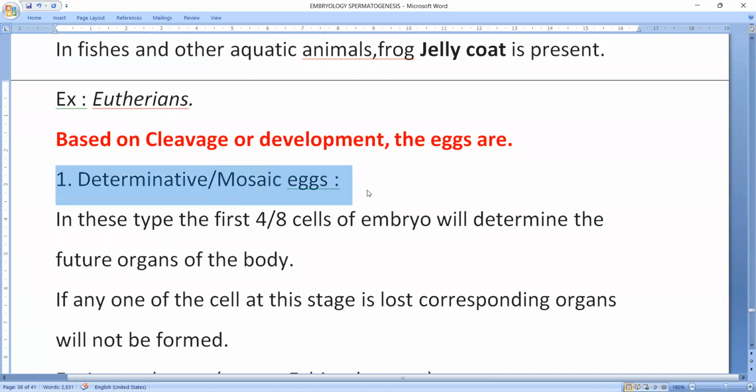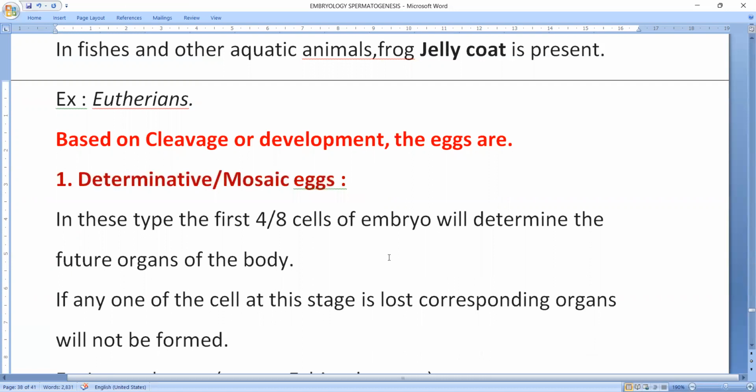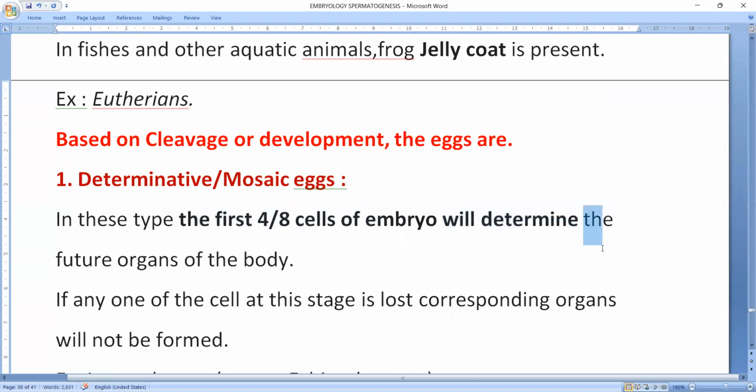So based on the cleavage or development, the eggs are of two types. One is determinative type eggs or mosaic eggs. Here, you can understand from the name itself. Okay, but I'll explain. In this type, the first 4 or 8 cells of the embryo will determine the future organs of the body.